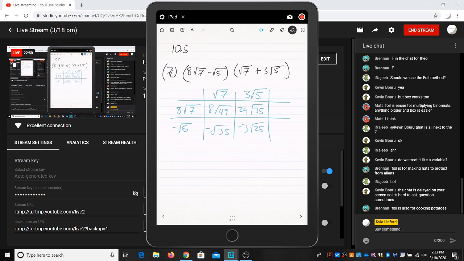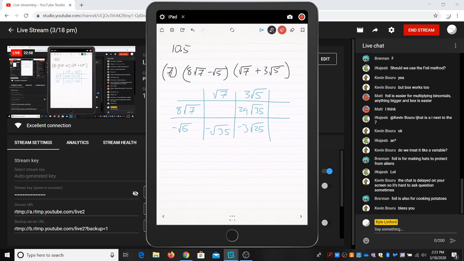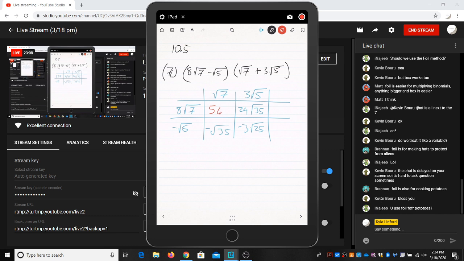So let's clear up some space here. Instead of 8 times the square root of 49, we know that is just a 7. And 7 times 8, anyone? And then the live chat falls silent. All right, 56.